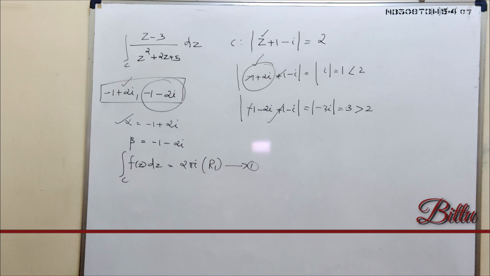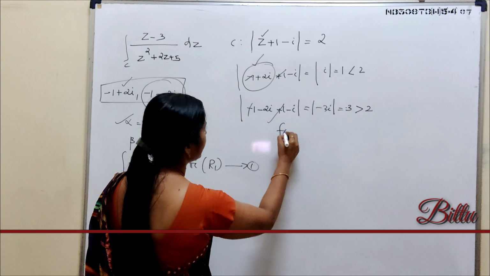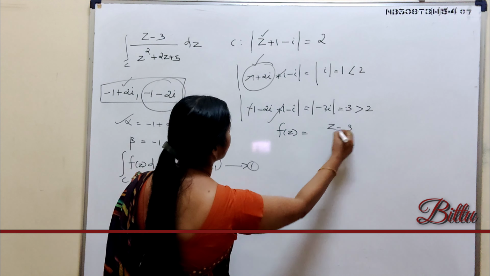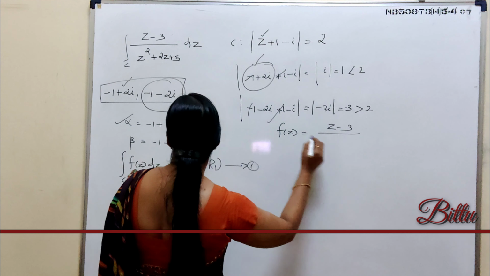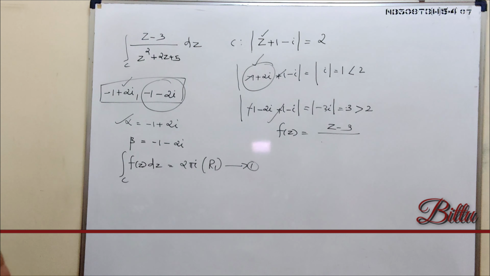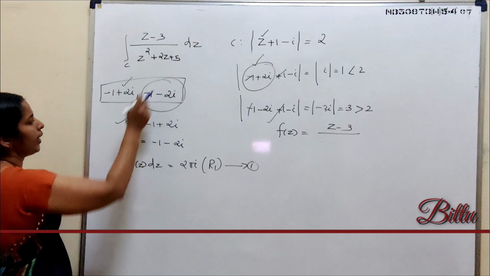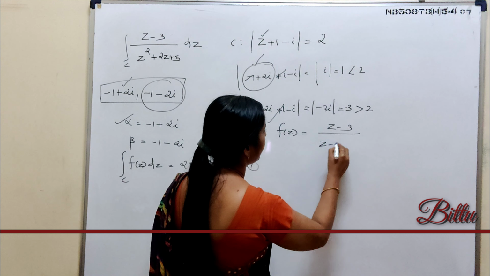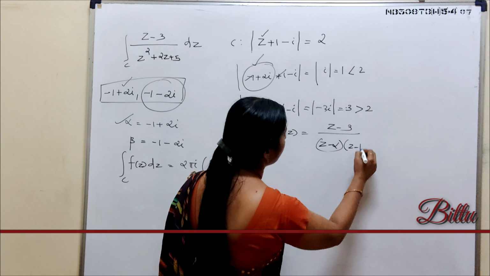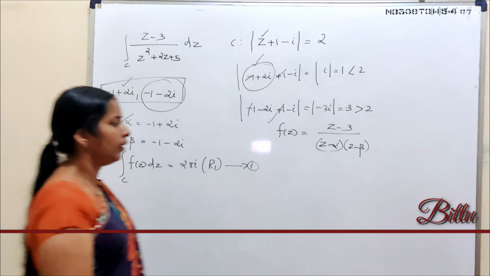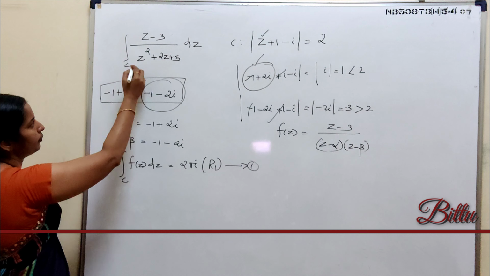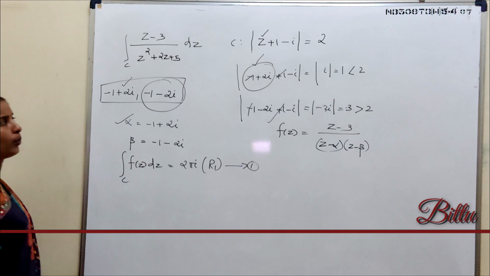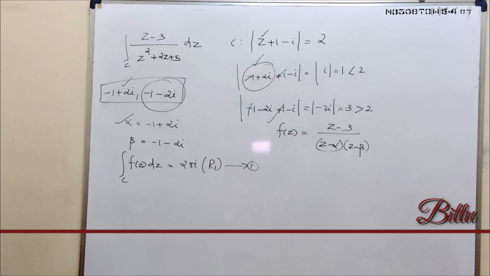So before that, we have to factorize f z. Our f z is z minus 3 by z square plus 2z plus 5, and its solutions are alpha and beta. So the corresponding factorization is z minus alpha into z minus beta. Here, the coefficient of z square is 1, so its factorization is z minus alpha, z minus beta.